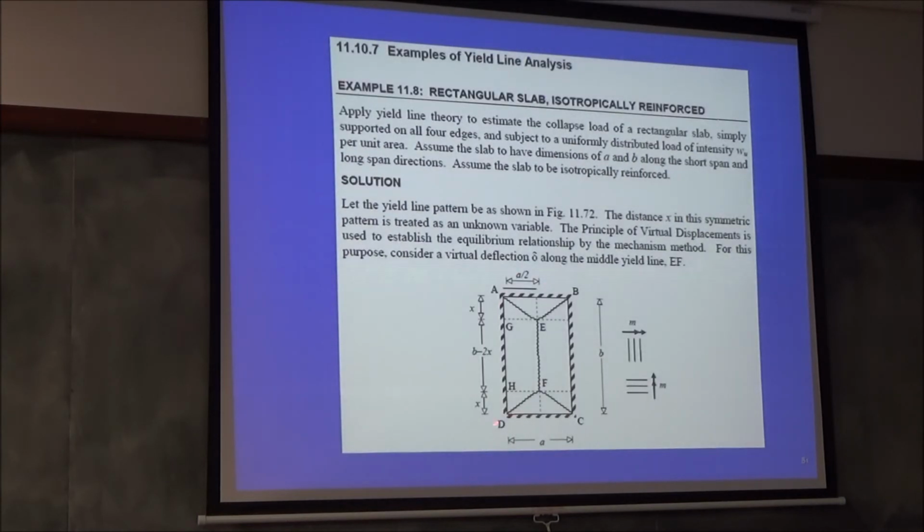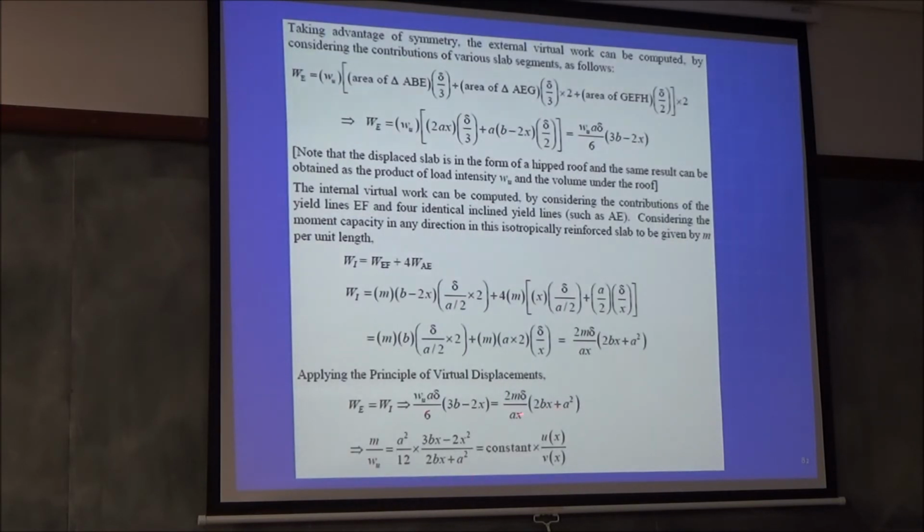Actually, how many such patterns can you draw? You can draw infinite patterns for different values of x by L, right? So how will you find out which is the correct x? That which gives you the minimum load capacity for a given M. So it's very interesting. After you write this expression, if you pull out M by W and you get it in a form like this, then you have to take the derivative of this and make it 0. Either M by W or W by M, it doesn't matter.